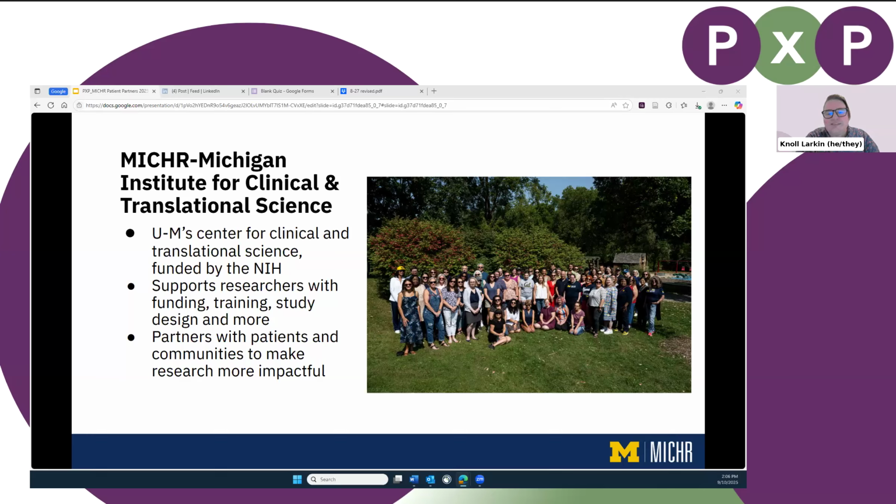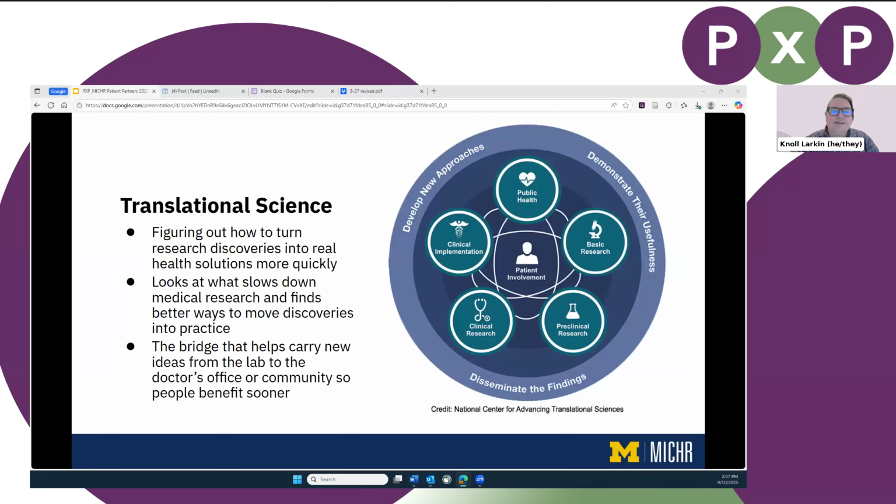We don't just offer services, but we also study the process of research itself, so we can improve systems and share practices with other institutions. So our Patient Partners program really approaches engagement from a translational science lens. So we hear this word a lot and everyone's like, what is translational science? Well, it's really the study of how to move discoveries from research into real world health solutions. You can kind of think of translational science as a bridge between research and real life.